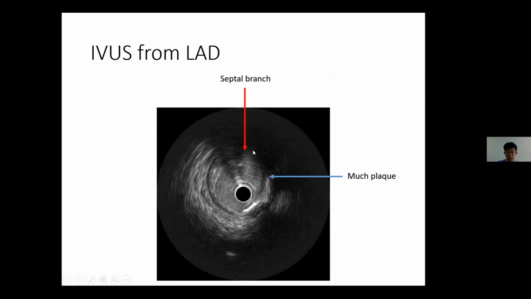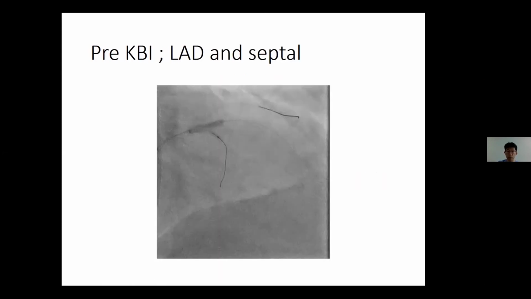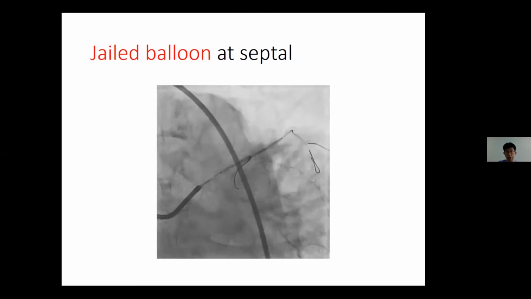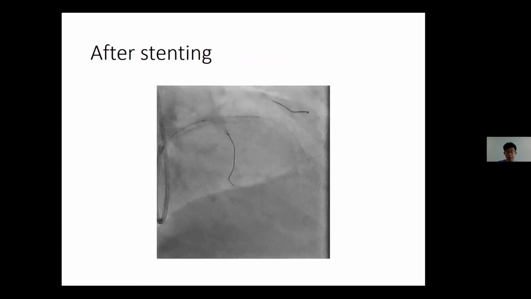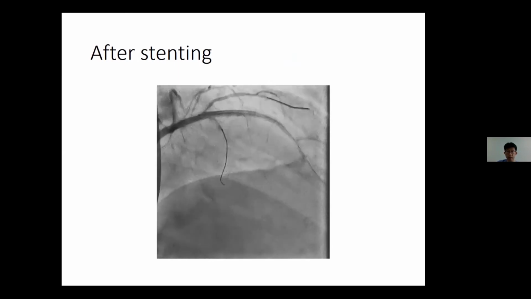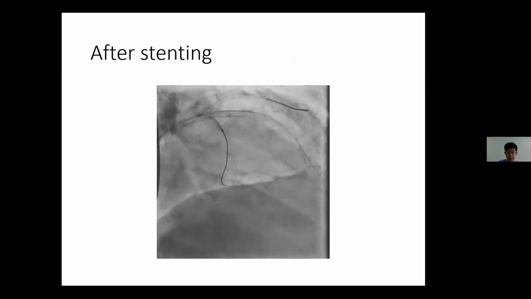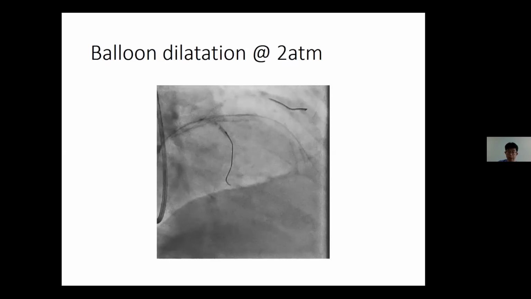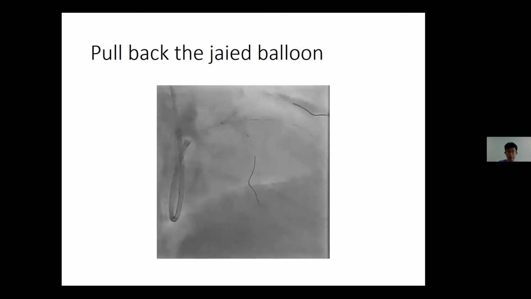And around the septal branch there is much plaque here. It means if we put the stent only in the LAD, maybe the side branch would disappear. So we decided to plan KBT for LAD and septal. And then we tried the jailed balloon technique at the septal branch with a 2.0 balloon. After stenting here, the septal branch 2.0 balloon still remains. Then we did balloon dilatation at 2 atmospheres, a small atmosphere, and then pulled out the jailed balloon.